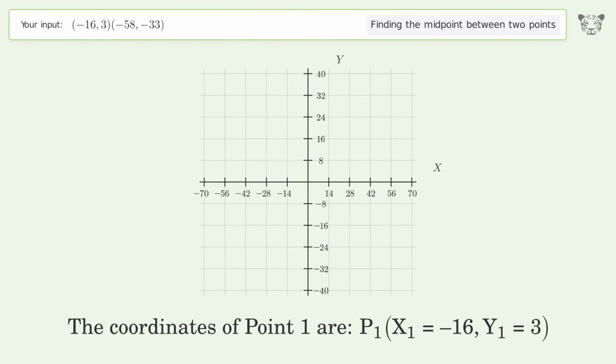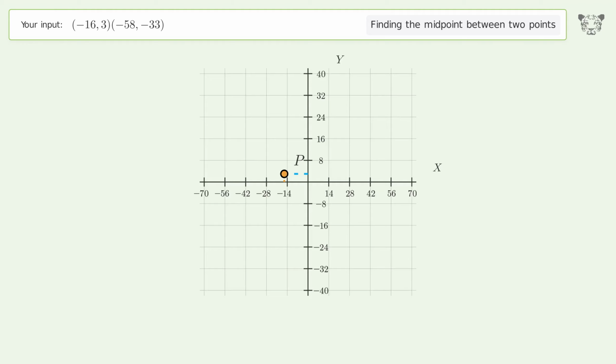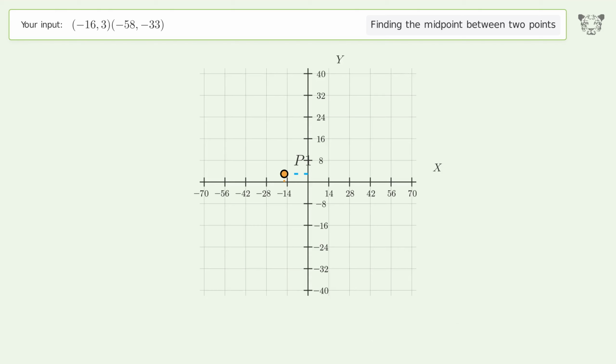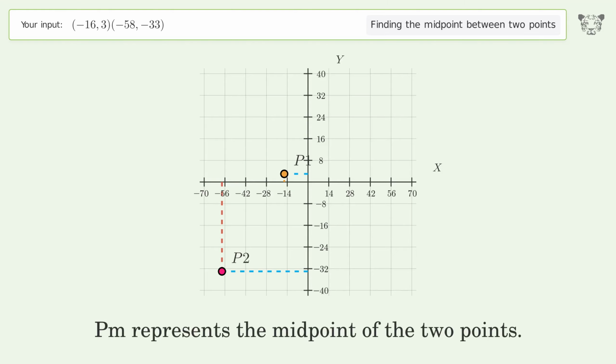The coordinates of point 1 are, x1 equals -16, y1 equals 3. The coordinates of point 2 are, x2 equals -58, y2 equals -33. PM represents the midpoint of the 2 points.